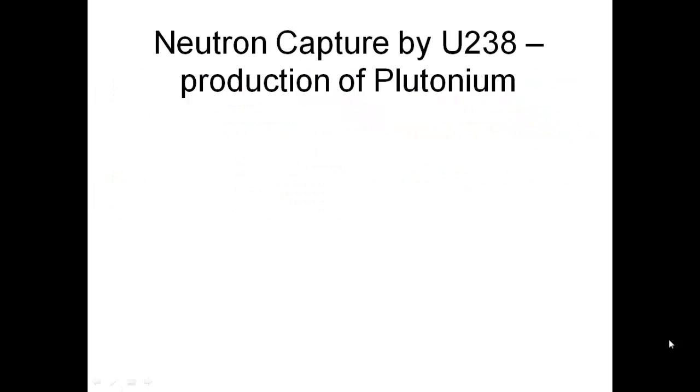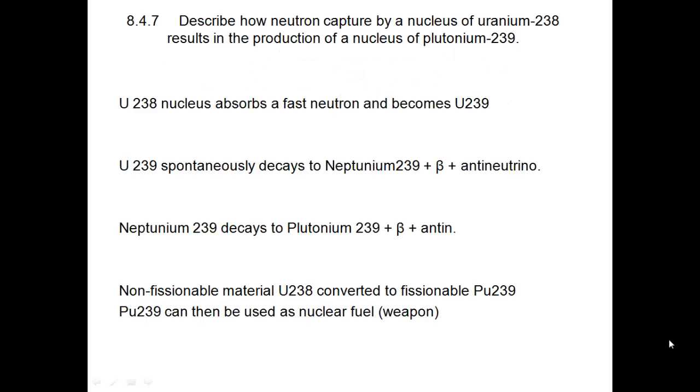Now you need to know about neutron capture by the uranium-238 in the production of plutonium. So first of all, you can write the nuclear equations for these. Uranium-238 absorbs a fast-moving neutron, so it becomes uranium-239. Neutron plus 238 goes to uranium-239. Then the uranium-239 spontaneously decays, not fissions, but decays to neptunium-239 with a beta particle and an antineutrino.